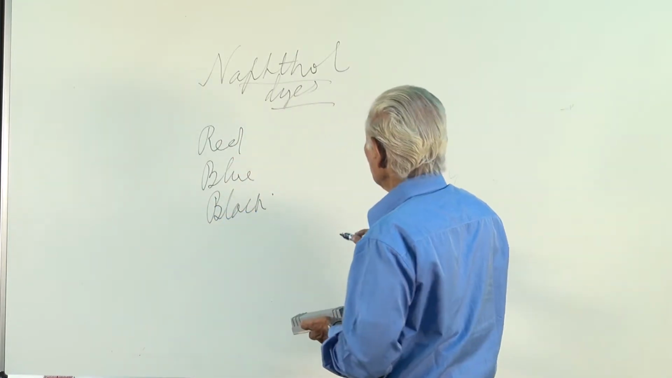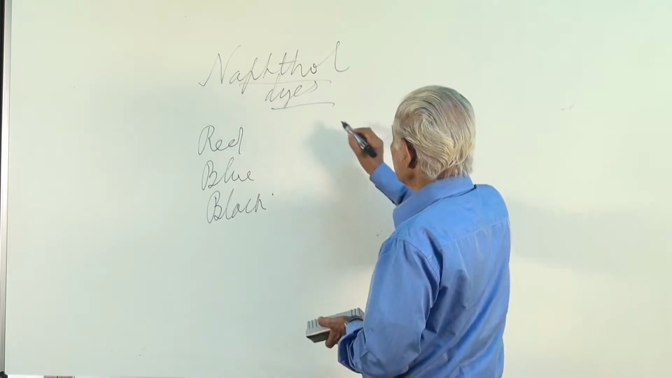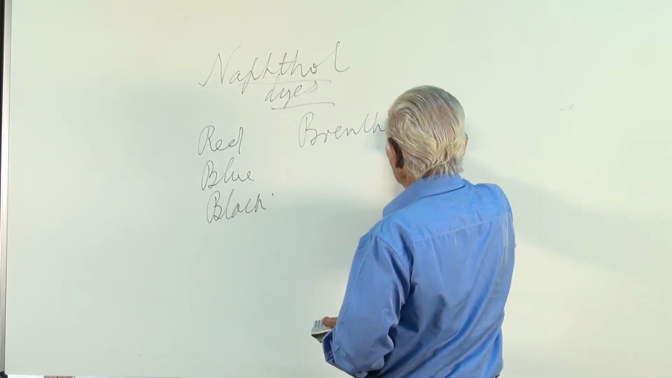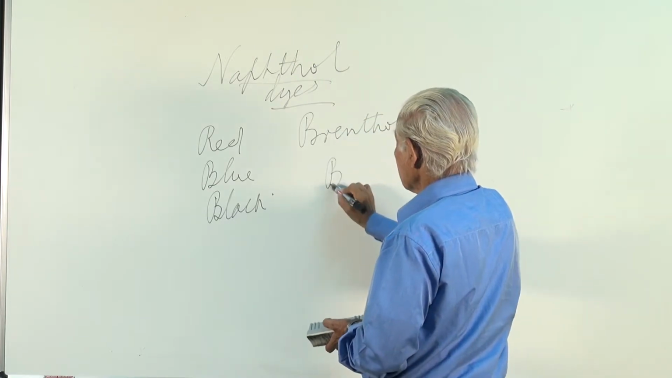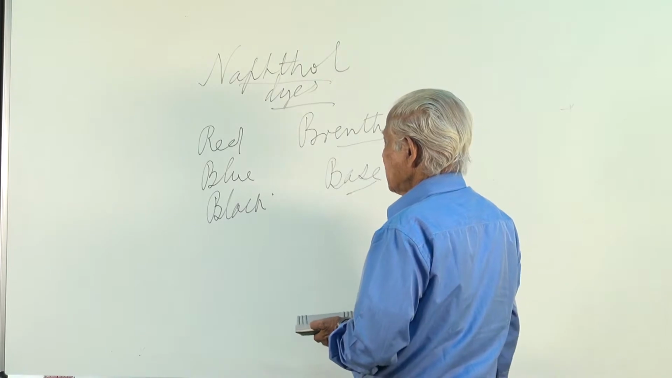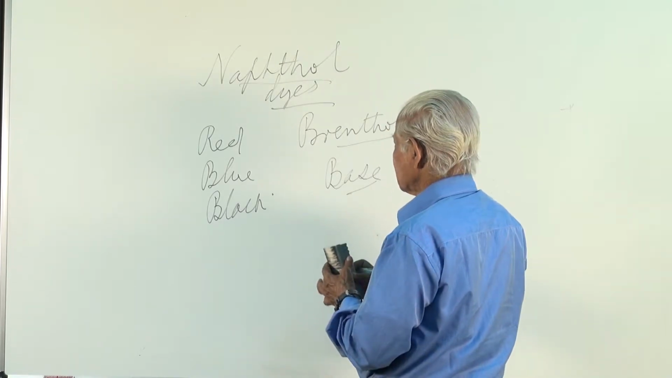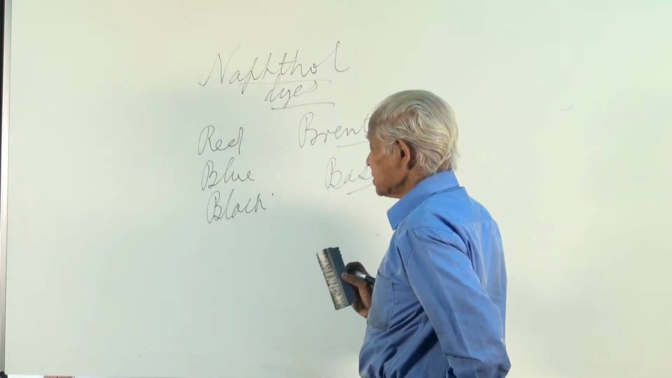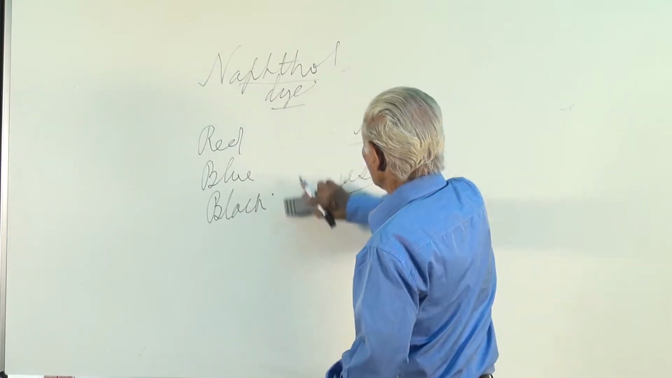And naphthol dyeing involves two stages. One is naphthol impregnation and developing the color in a base. And the cost of dyeing is also cheaper, but unfortunately most of these dyes were banned on the grounds that they contain these azo groups.